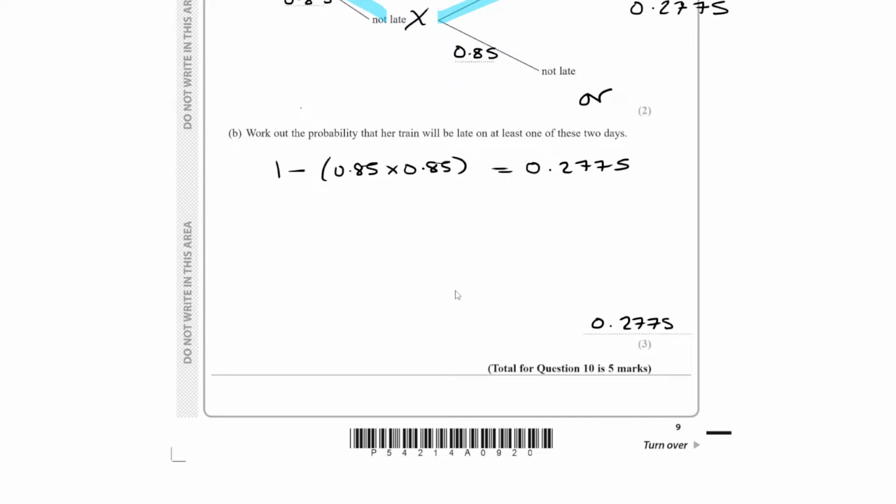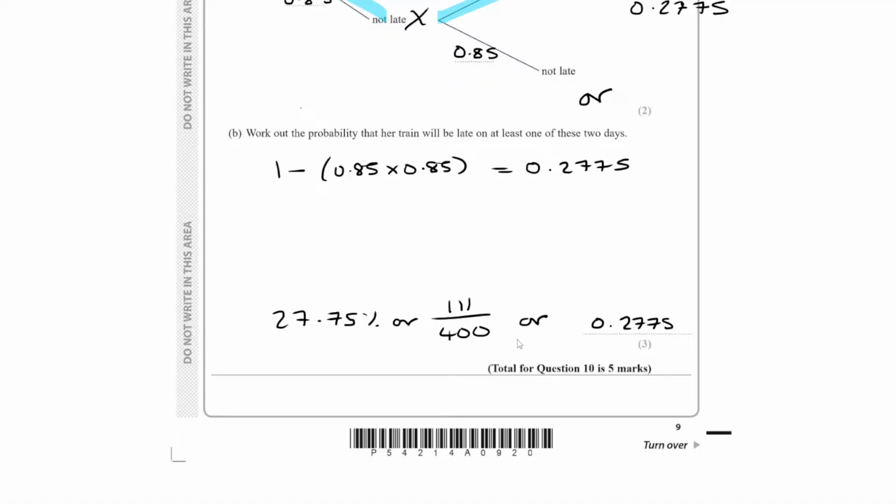Yeah, you can write the fraction as well. I just thought the decimal wasn't that difficult. What was the fraction? I think it was 111 over 400. You can write either form. You could write it as a percentage if you really wanted to. I don't know why you would, but you could. Any of those would be fine.